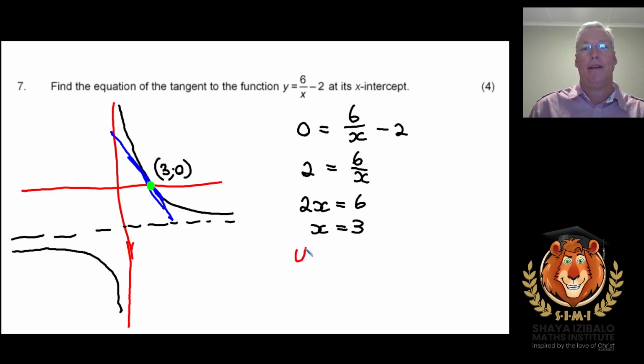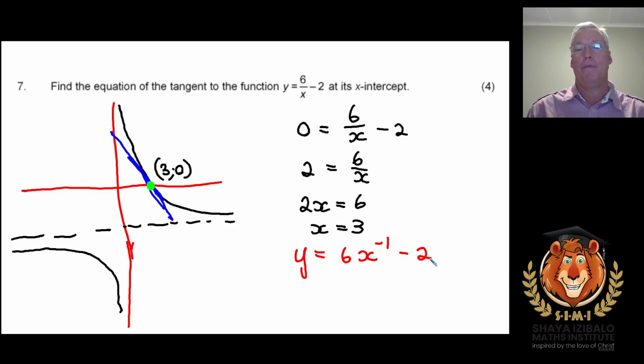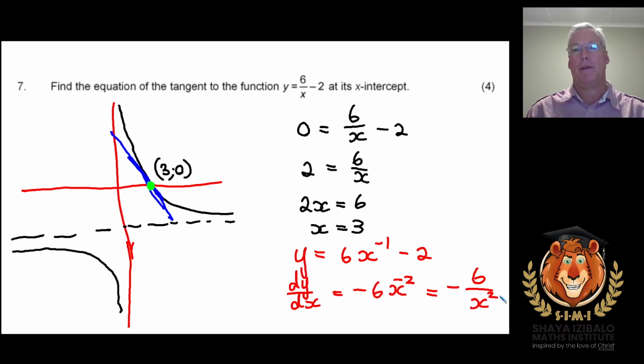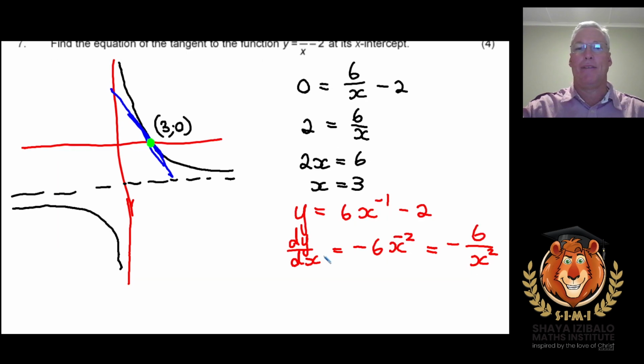The function's not flat. When I write it flat, it's actually 6x to the minus 1, minus 2. I'm now going to differentiate it. dy/dx is going to equal negative 6x to the minus 2, which is also negative 6 over x squared. When I put 3 into this derivative, I get negative 6/9. So at x equals 3, the gradient is equal to negative 6/9, which simplifies to negative 2/3.